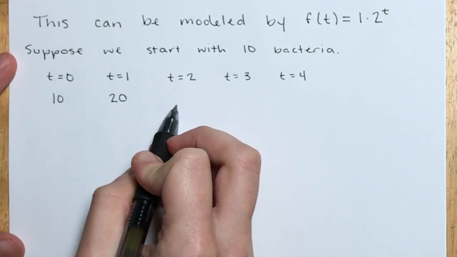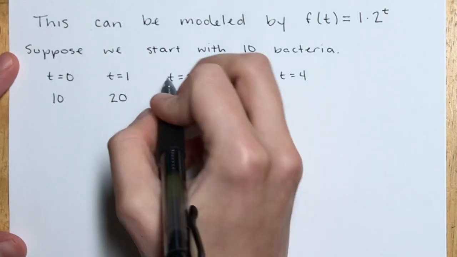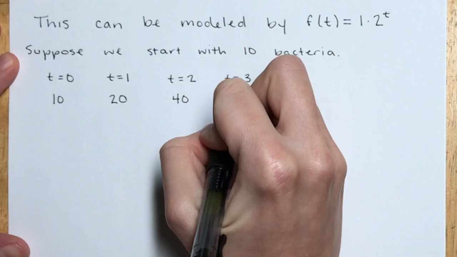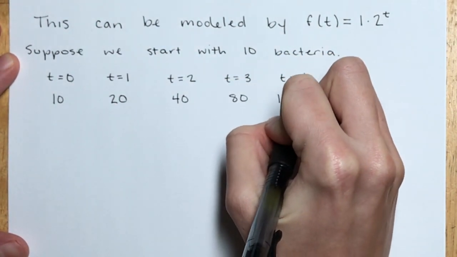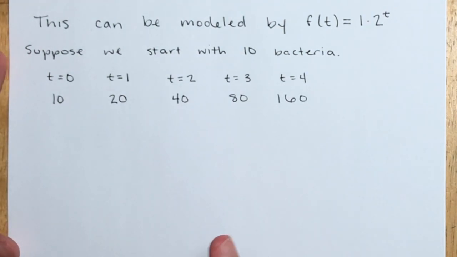At t equals 2, how many bacteria are we going to have? Well, we know this is going to double again, so we end up with 40. Then at t equals 3, we have 80, and t equals 4, we have 160. So let's look at how we can express this in the same way as we did before.